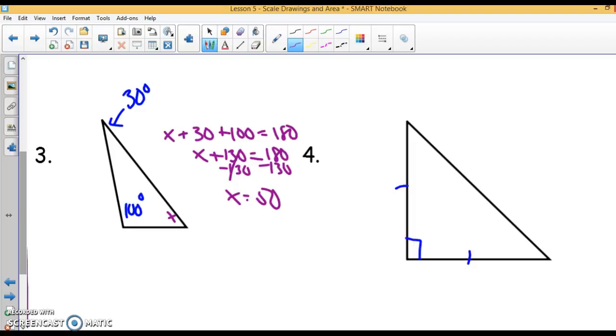Here we go. This is 90. These two are equal, so it is an isosceles triangle. So the angles opposite them also have to be equal, and note the two together have to be 90. So this will be 45 and 45.